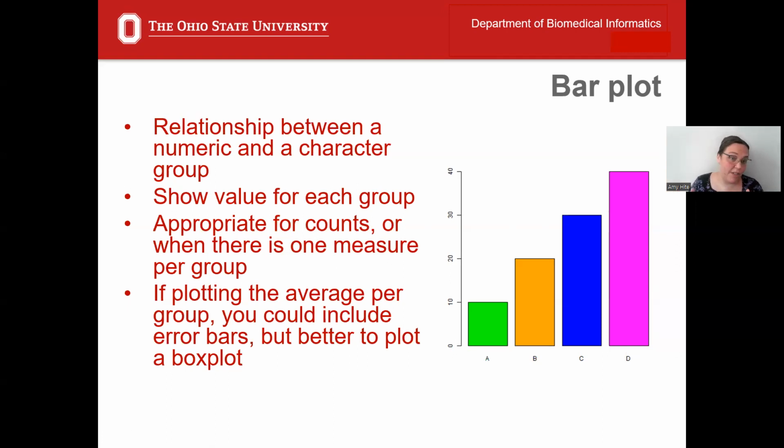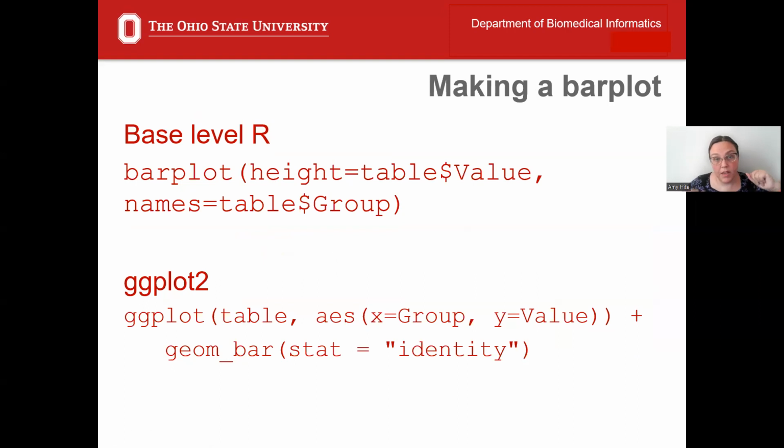If this is an average, maybe you could include error bars, but if you're going to do that, might as well do a box plot. For base level R, the function is barplot. You can tell it your heights, so this would be your value. You can tell it your groupings as names.